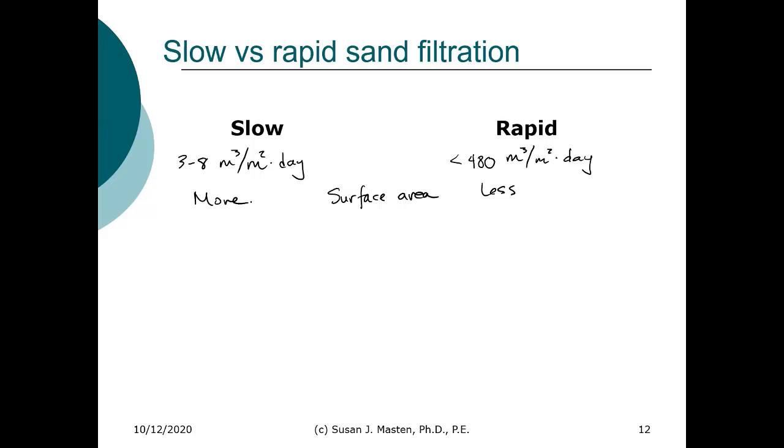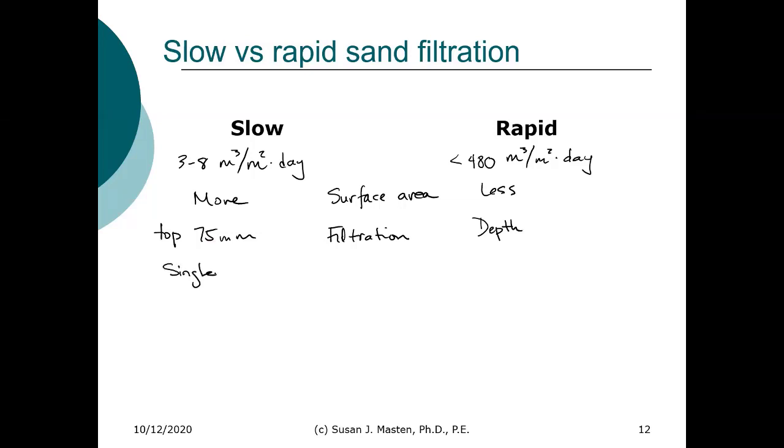When we're looking at the filtration, much of it occurs in the top 75 millimeters of a slow sand filter. On the other hand, in a rapid sand filter, you want to use much of that depth of the filter. So you're going to use a lot more of the media for removal.